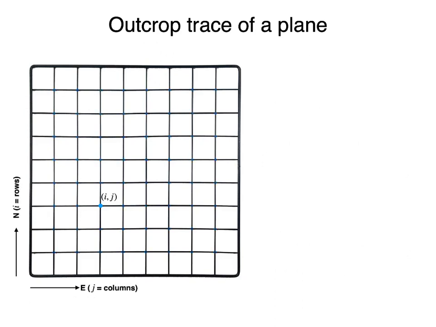These points can be easily identified by rows i and columns j. For example, the point i,j. A point 2 rows to the north of this one will have coordinates i plus 2, j. And a point 2 columns to the east will have coordinates i, j plus 2.